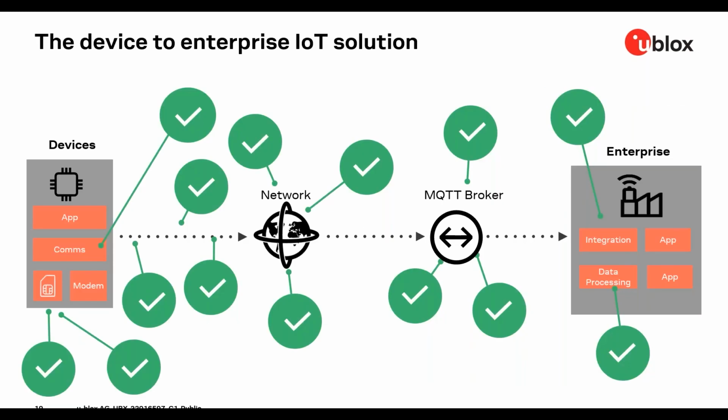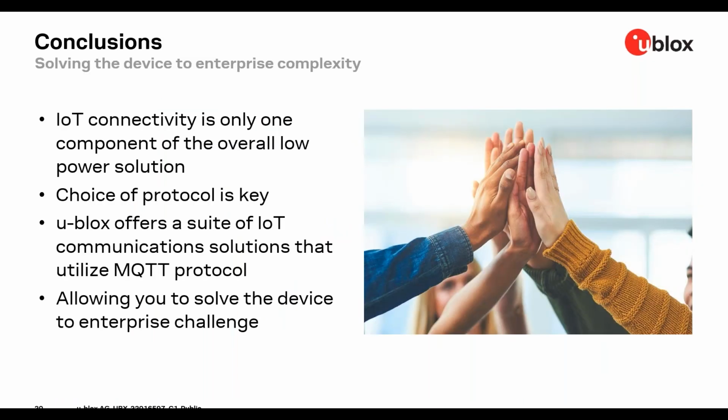So to wrap it up, there are many hidden challenges in getting data from the device to the enterprise, and these are solved through solutions provided by u-blox. We find that connectivity is really only one component of the overall low power solution, and choosing a protocol is key. That's an important decision. And we at u-blox are offering a whole suite of IoT communication solutions that utilize that protocol, MQTT, allowing our customers to solve that device to enterprise challenge.